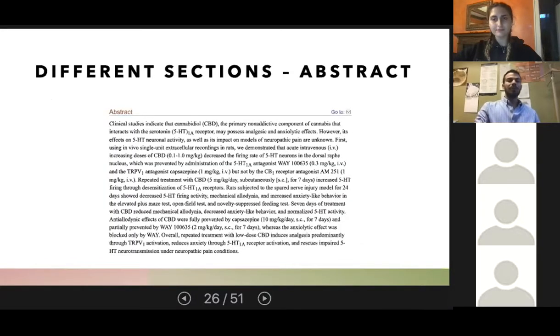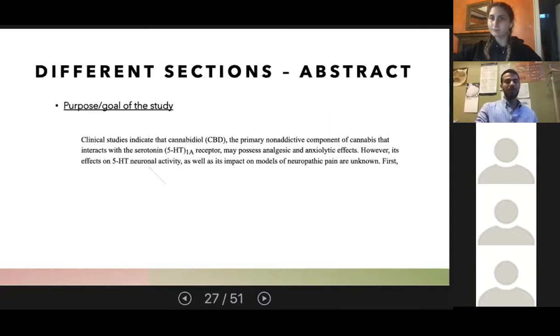So here's the abstract of the paper I mentioned before and the one that we'll be using today as an example. You can see it's quite short and it probably only takes a minute or two to read. And now what I've done is I've erased some of the abstract, so I can show you how it's organized.